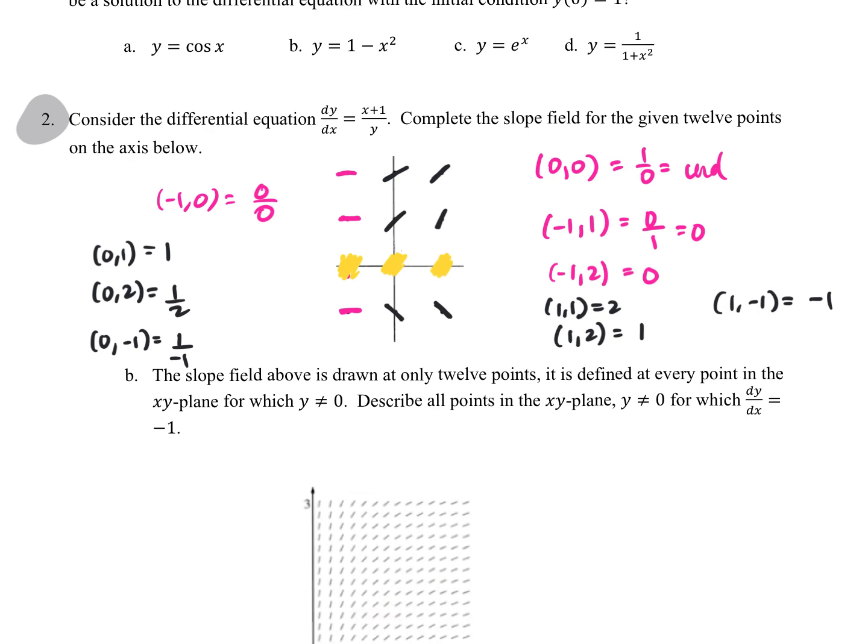X is 1, so that'd be 2. That'd be a -2? Guys, you're good. You are good.